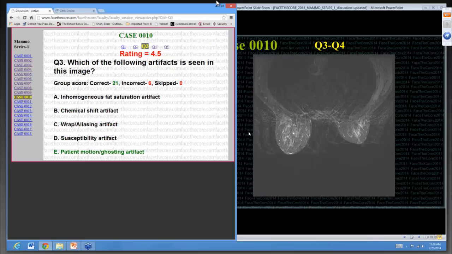This is another image, and it's asking which of the following artifacts is seen in this image. What we're seeing is this artifact going along this plane here, and this is a ghosting artifact due to patient motion. Artifact from patient motion propagates in the phase encoding direction regardless of the direction of the patient motion. In this case, the phase encoding direction is this, and that's why we're getting this artifact. Motion can result in moving tissues, but also can cause a structured noise pattern, resulting in ghosting of brighter moving tissues in the phase encoding direction.